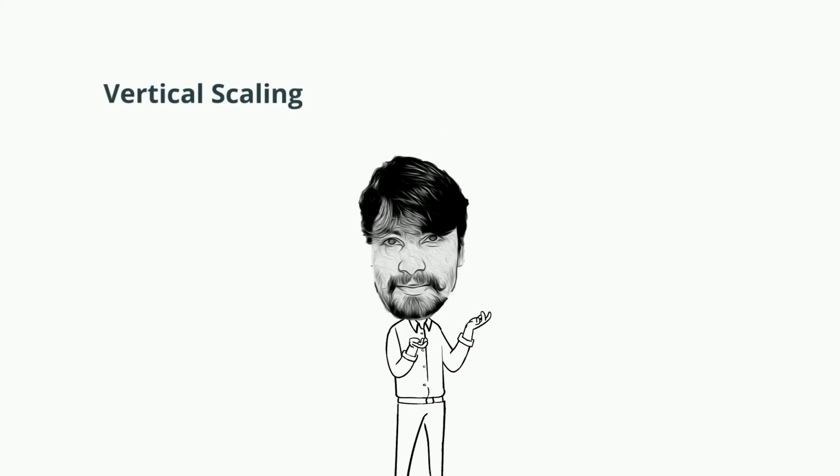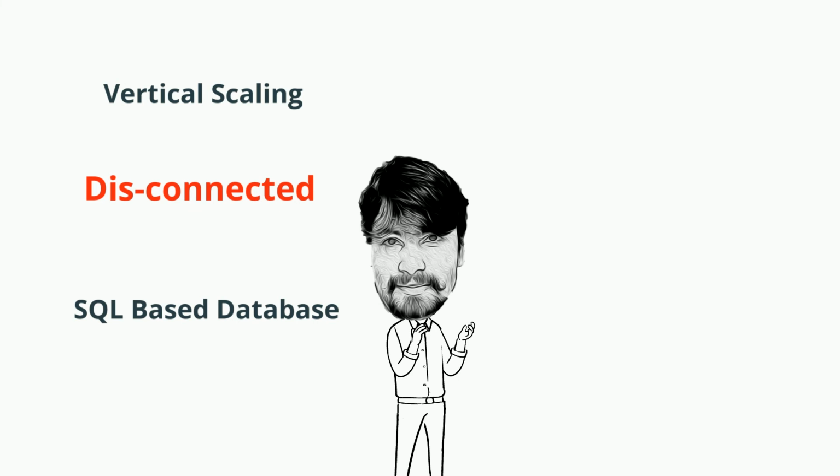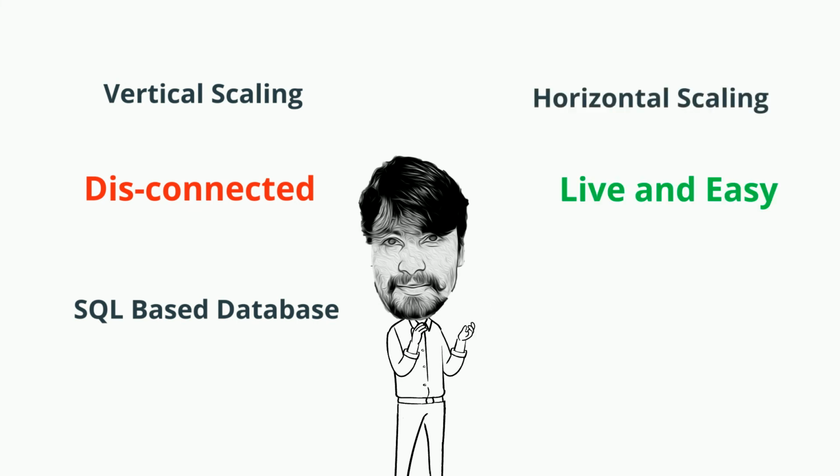So in vertical scaling, we saw that the website goes down, and this is mostly true for SQL based databases. While in NoSQL databases, which follow horizontal scaling, it's always easy to add a database and our site remains live all the time. But which type of database to use is always dependent on different use cases.